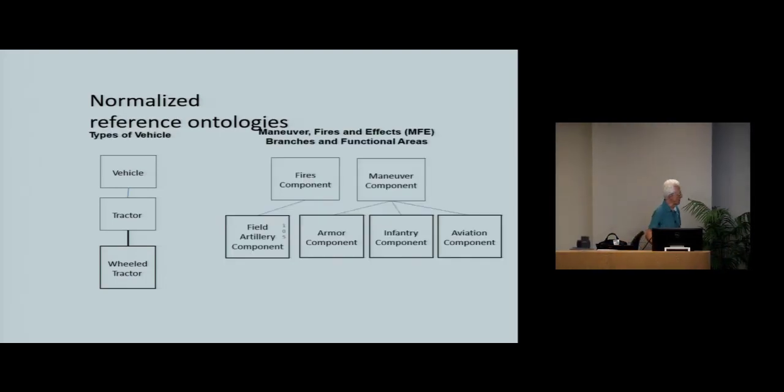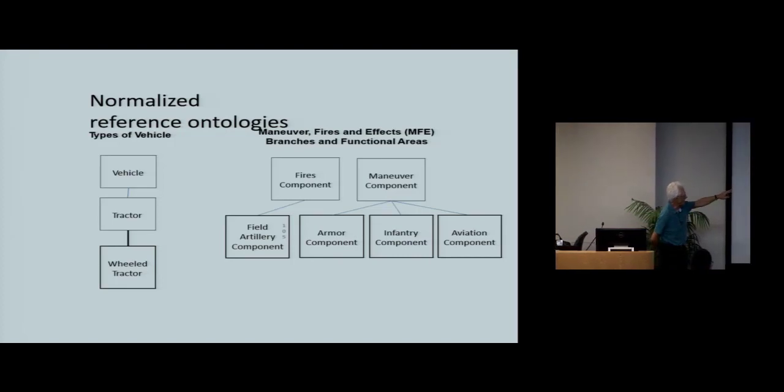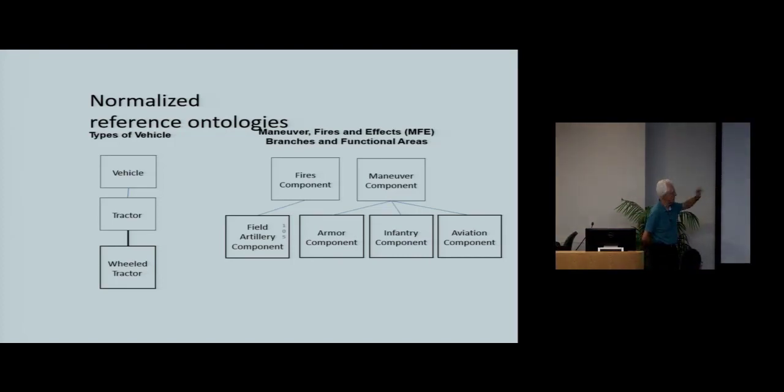And we have another reference ontology which is taken over from military classifications which already exist. We have two kinds of components. We have those components which are field artillery, basically stationary firing things in the field, so gun placement kinds of things. And then we have those things which move around, which are armor components, tanks, infantry components, and aviation components. So this is just the way the military divides up things like vehicles. That's a reference ontology too.